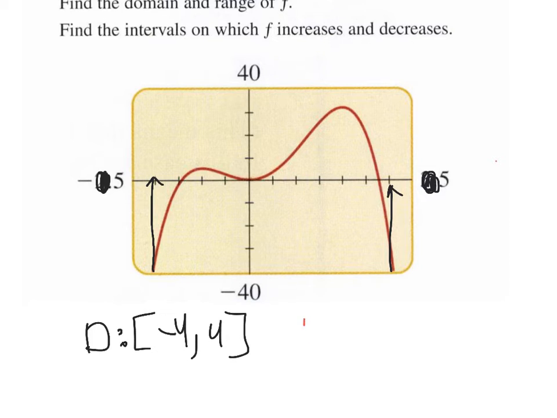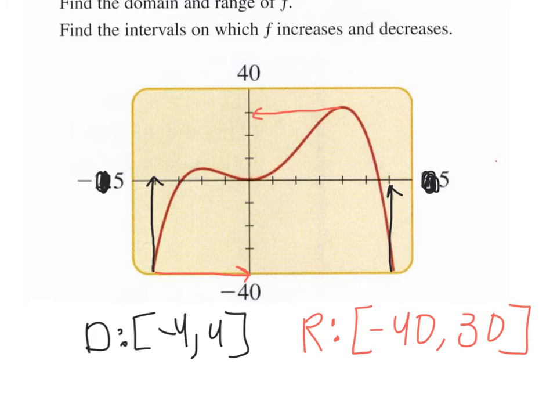Okay. Now let's talk about the range. The range is what to what? Low to... So what's the lowest point? -40. And then what's the highest point on the y-axis? Positive what? +30, say? Okay. If you draw arrows, things aren't so bad.